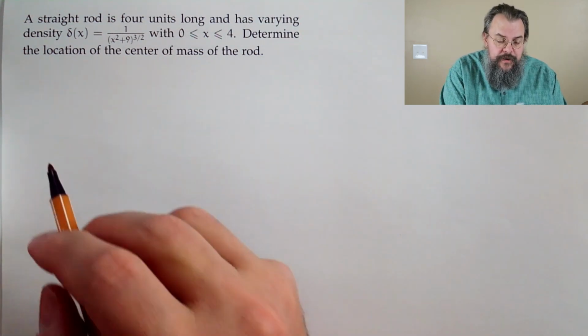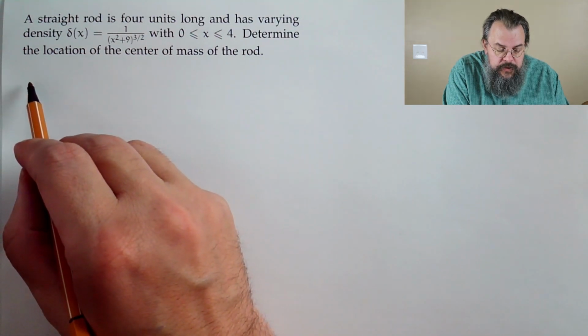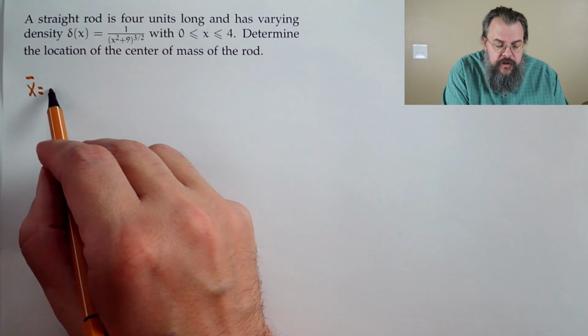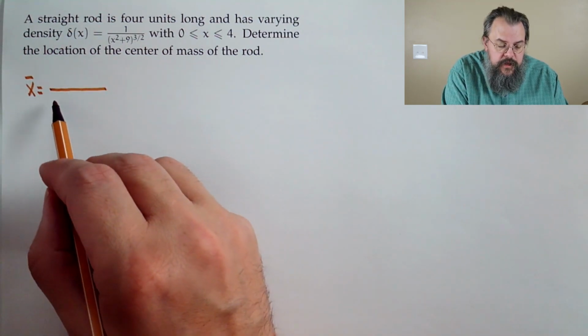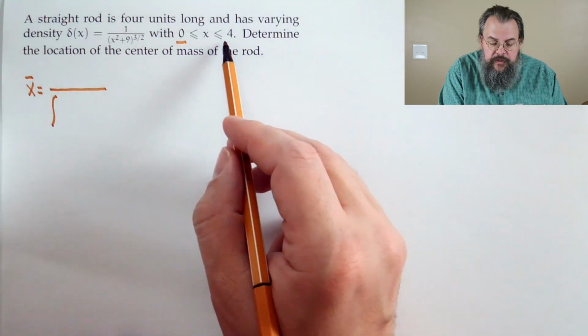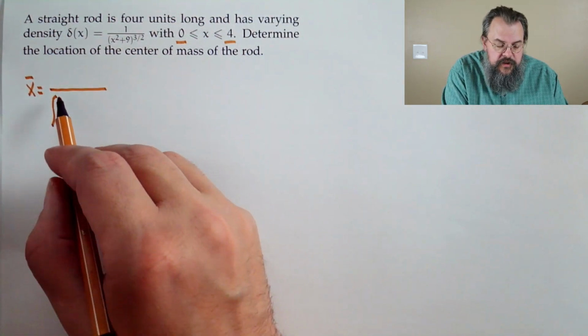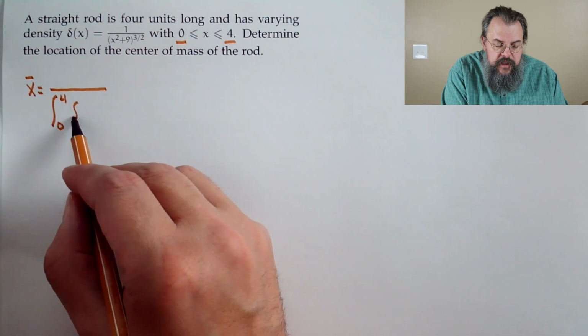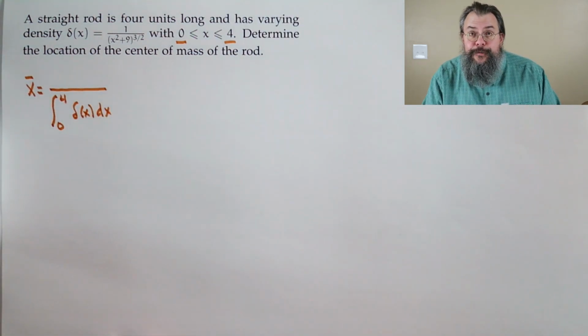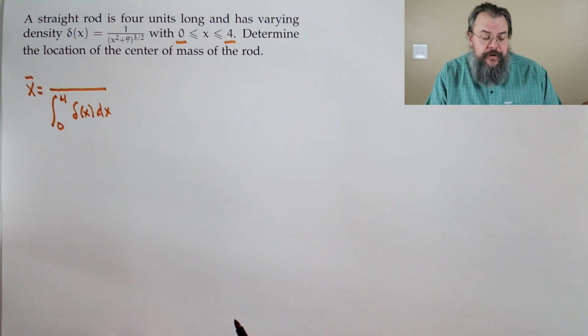Well, okay, so our center of mass, which we usually denote as x bar, it's a ratio. In the denominator, what you'll have is the total mass. So for us, since we're going from 0 to 4, we'll just put in 0 to 4, and I'll just write density. And we'll come back and work out that integral in a second. It'll be a fun integral.